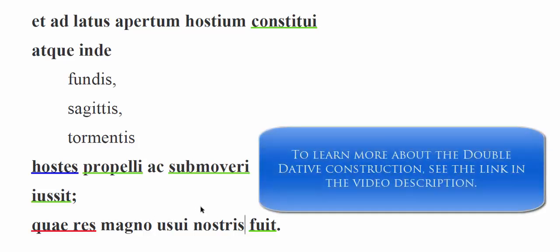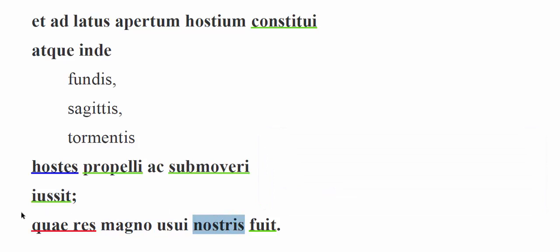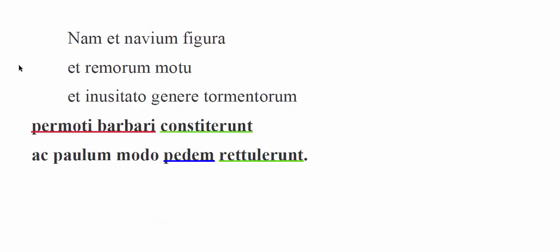So this is what's called a double dative. All right, a dative of purpose, what was the point, and a dative of reference, for whom. So this thing was very helpful to our men. So that's good. All right.